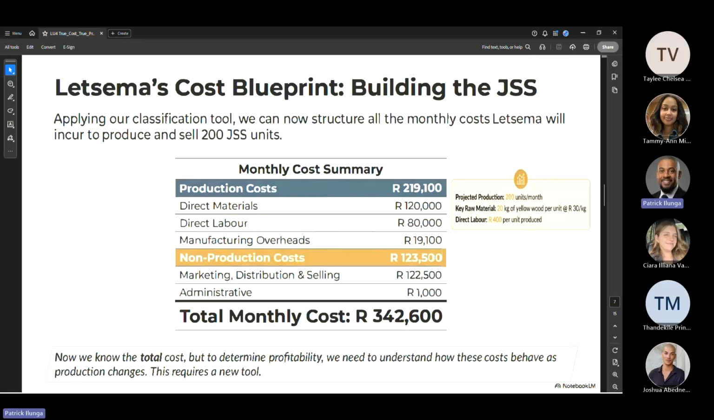So 400, because it says it here, that's the direct labor. So the direct labor to produce 1 unit is 400. How many units do we need to produce? 200. So 200 multiplied by 400. What should I need to pull? Do I need to pull a calculator here?